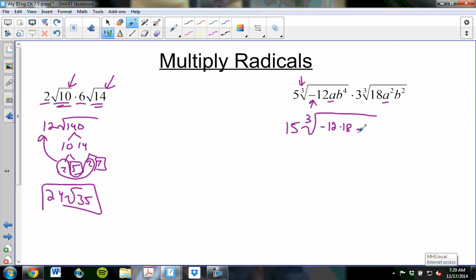A times a squared is a to the third. B to the fourth times b squared is b to the sixth. The reason that I left this way is because I'm going to do a factor tree anyways. If I had calculated 12 times 18, well, 12 times 10 is 180, 2 times 18 is 36, would be 216. If I had calculated the 216, I still would have factor treed to 12 and 18 anyways. So I can sort of save that time.